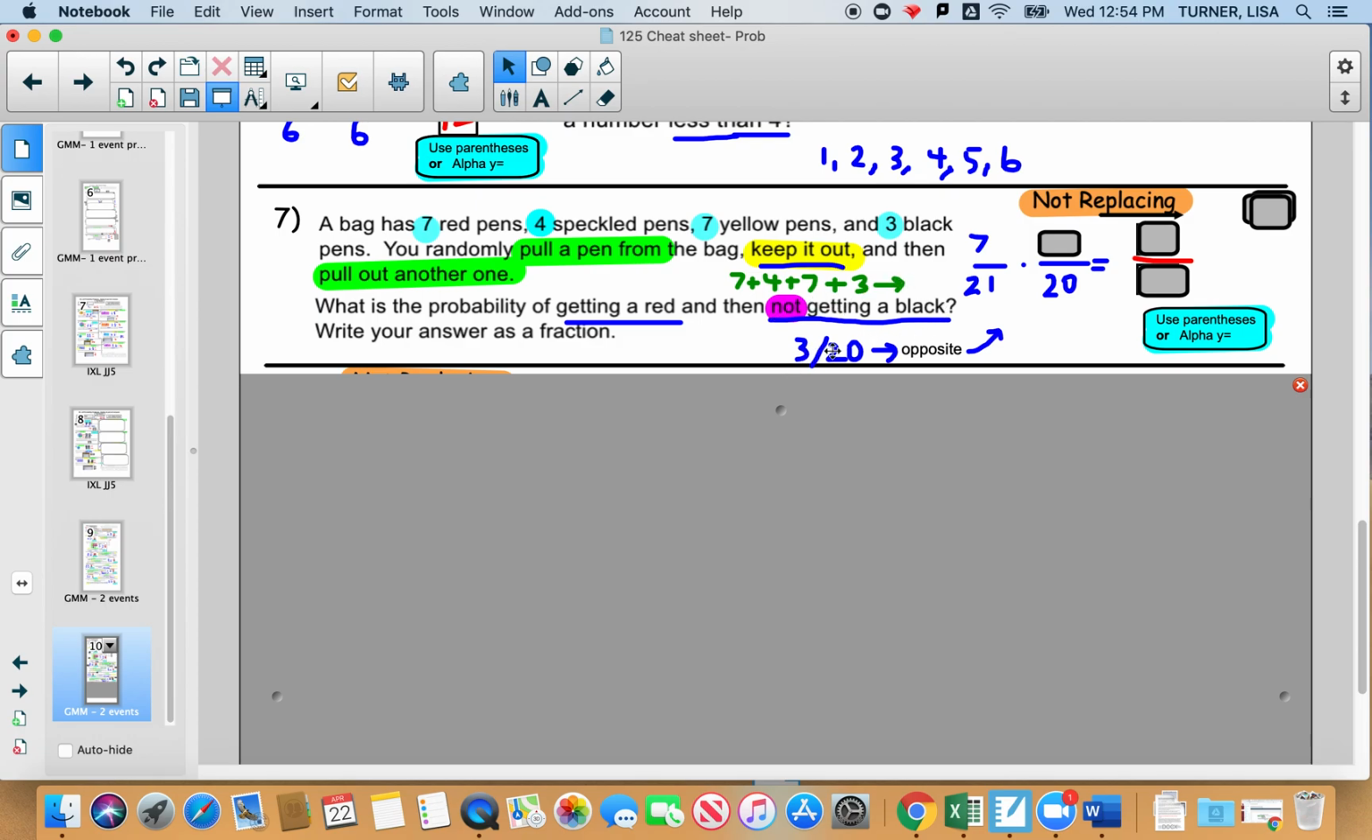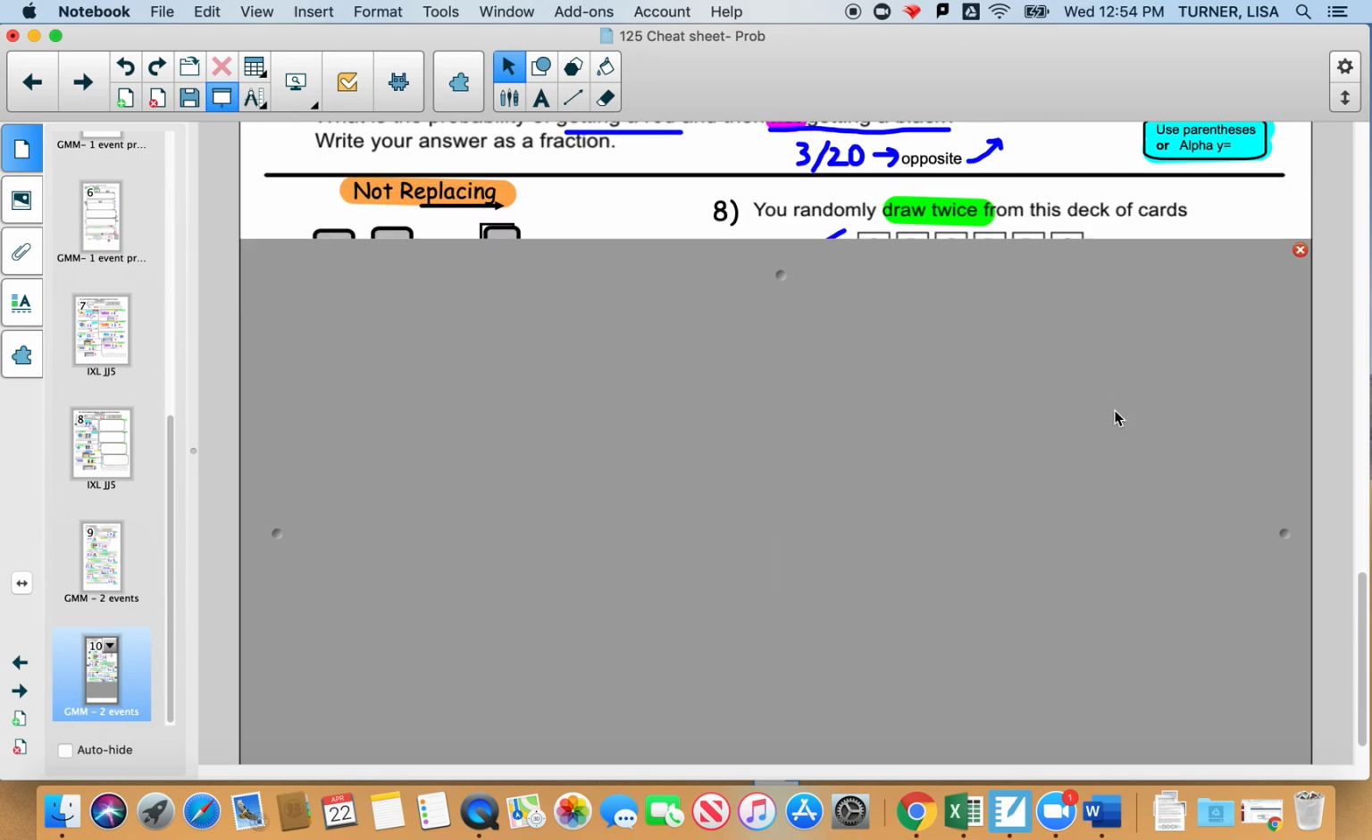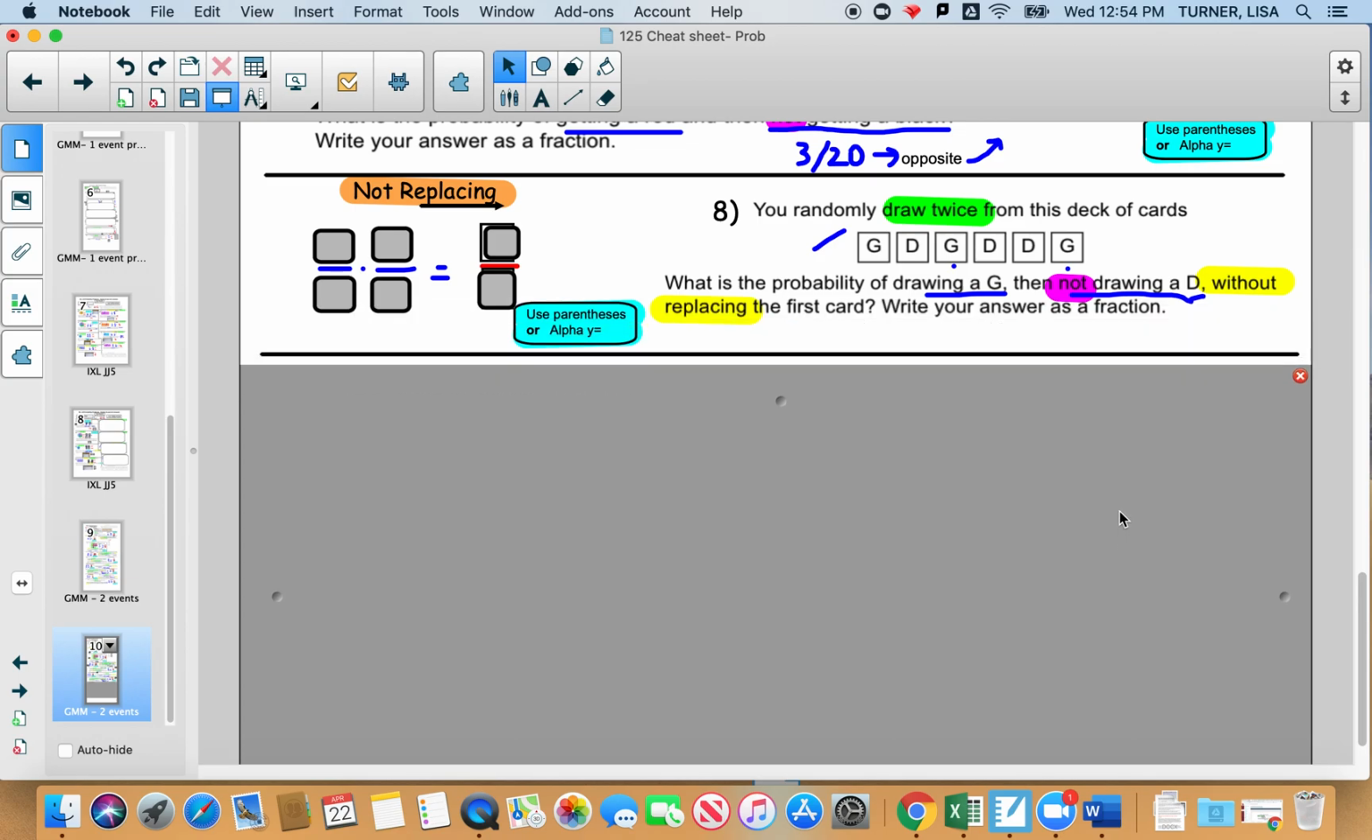Now there are 3 black pens, and a lot of times I think, oh, that's 3 out of 20, and then I think, what's the opposite? Because I don't want the black pens, so I should have 17 out of 20. When I multiply these, and it reduces it for me, I get 17 over 60. And that's not replacing, so my denominator is different. I'm trying to give you a nice variety of all the different kinds. So please have this tab open, and here we go.